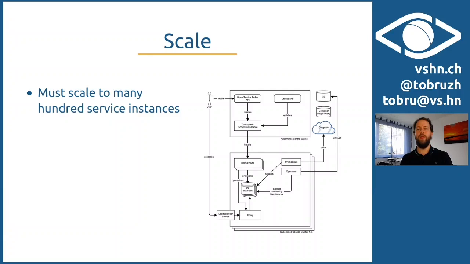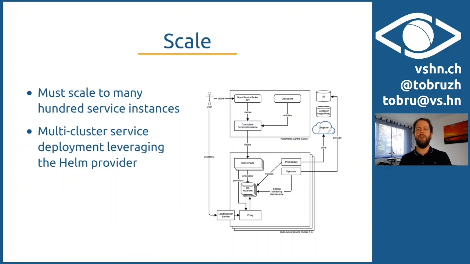As mentioned before, the expected amount of service instances does not fit onto one Kubernetes cluster of the customer's internal Kubernetes offering, which is based on PKS. Therefore, there are many service clusters on which the actual services are running, and one control cluster on which Crossplane and the Open Service Broker API is running. Deploying services to the service clusters is achieved by leveraging the possibilities of the Helm provider, which is capable of installing Helm charts onto remote Kubernetes clusters.